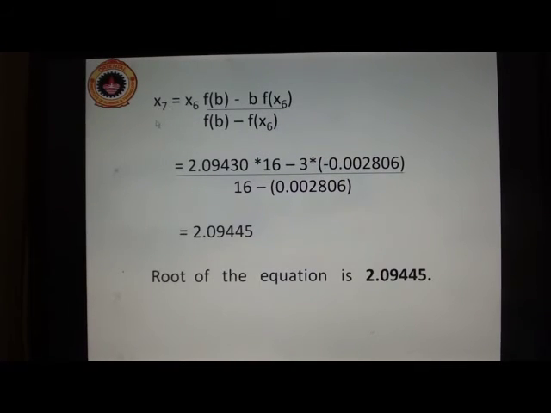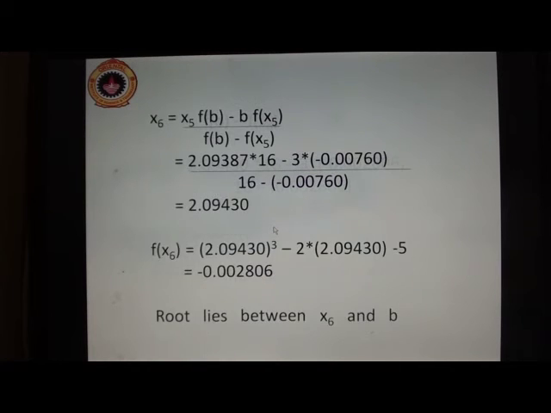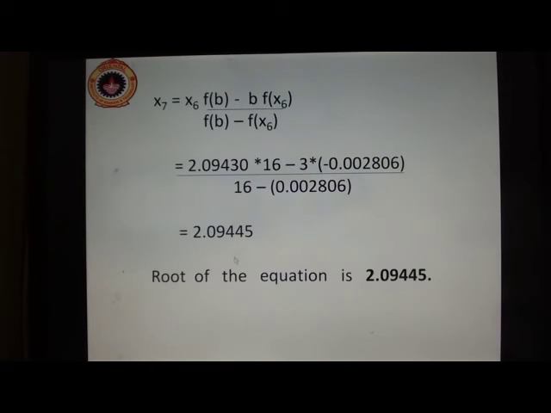Now the seventh approximation gives 2.09445, which is nearest to the value of x6, 2.09430. Therefore, 2.09445 is the required root of this equation.